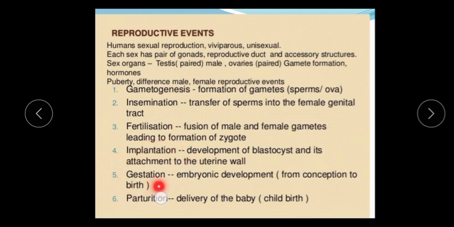Now the fifth event is gestation. Gestation is embryonic development. That means in this process the embryonic development takes place, and the last event is parturition, the process of delivery of the baby. These events are very important, and they should be in the same sequence. The first is gametogenesis, second insemination, third fertilization, fourth implantation, fifth gestation, and sixth parturition.